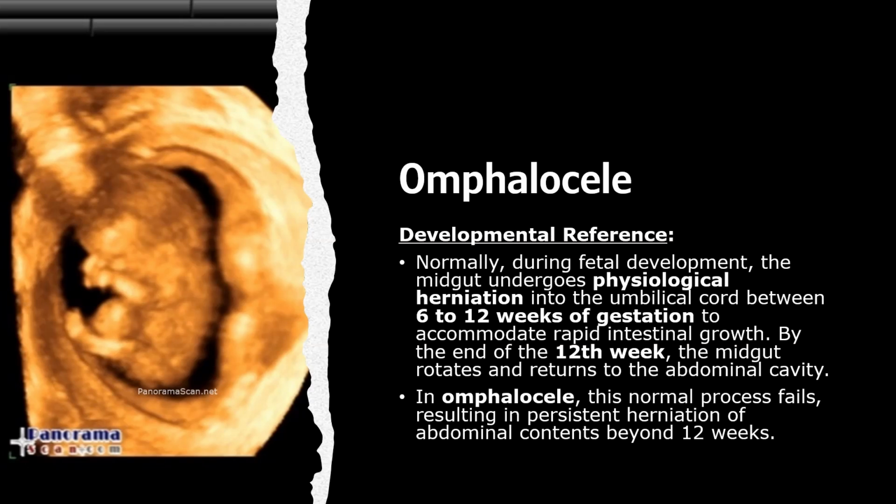In cases of omphalocele, this process does not occur as expected. The abdominal contents remain herniated beyond 12 weeks of gestation, resulting in the persistent presence of organs outside the abdominal cavity, enclosed in a protective membranous sac with a cord insertion on top of this mass. This failure of midgut rotation is what underlies the condition we observe clinically as an omphalocele or exomphalous major.